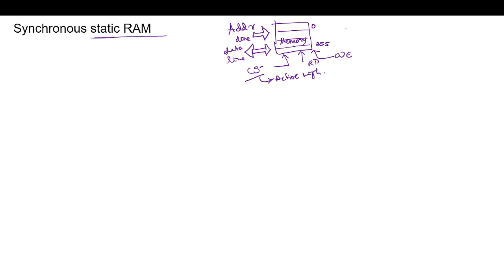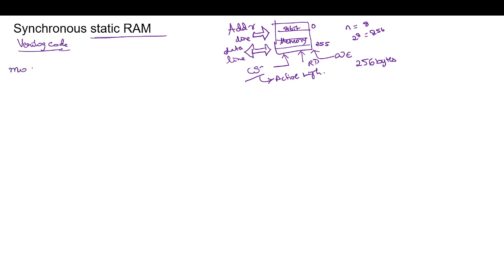So n will be 8. 2 to the power 8 will be 256. So memory size is 256 bytes, and each is 8 bits. So with this, let us write a Verilog code.